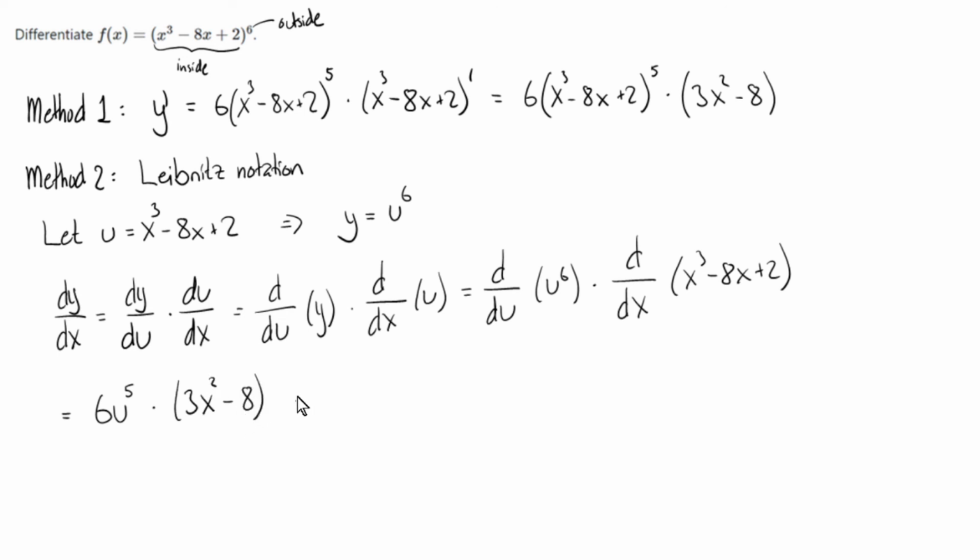In the next step, we're going to substitute u back in. So we're going to replace the u with the inside function. This gives us 6 times x cubed minus 8x plus 2 to the power of 5 times 3x squared minus 8. And obviously we get the same answer no matter which method we use.